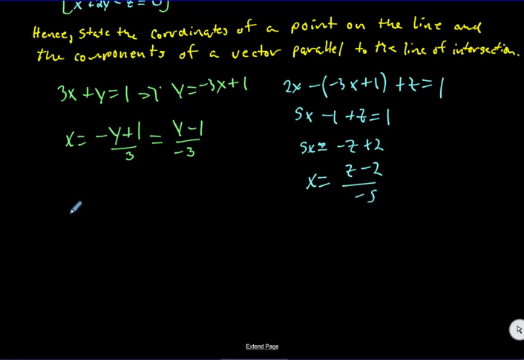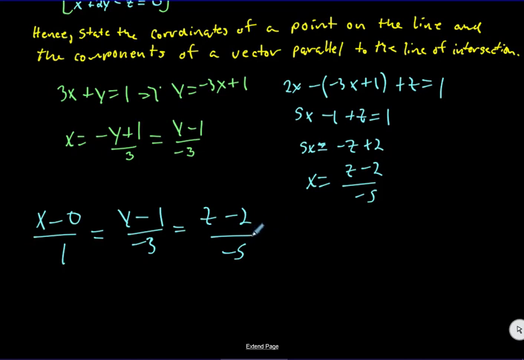So finally, what do I have? I know that I can write x as (x - 0)/1, because x is equal to this. My y is (y - 1)/-3, and then (z - 2)/-5. And it wanted me to write the vector equation of this line, and I can do that. These give me my points.